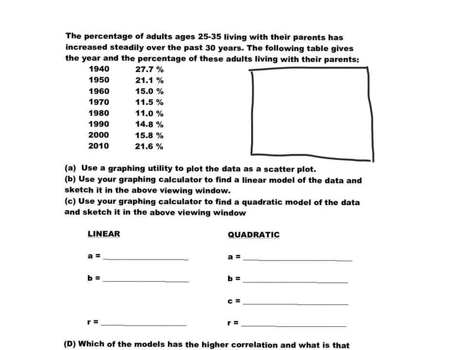The percentage of adults ages 25 to 35 living with their parents has increased steadily over the past 30 years. The following table gives the year and the percentage of these adults still living with their parents.